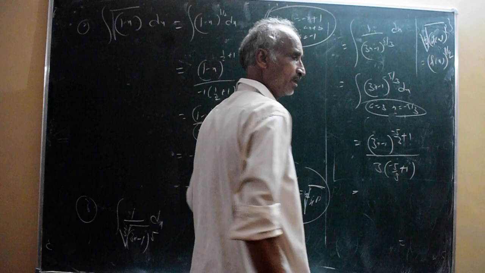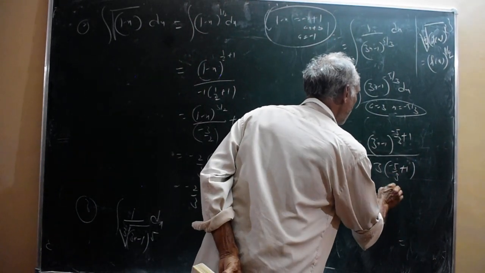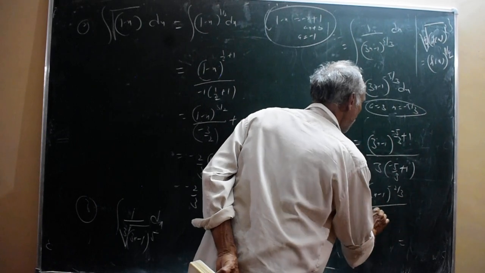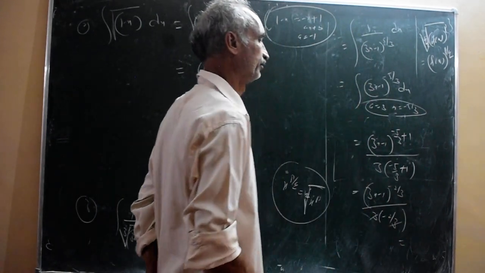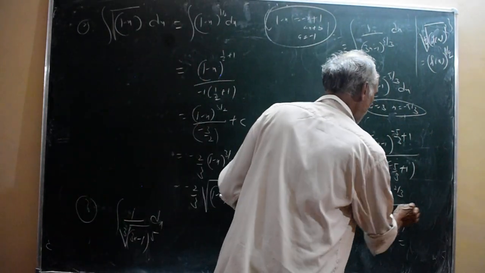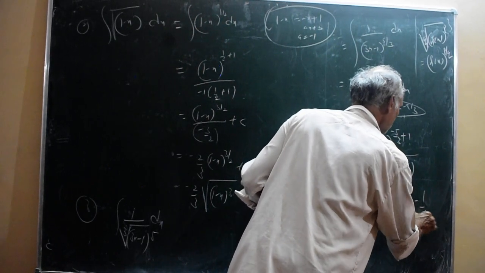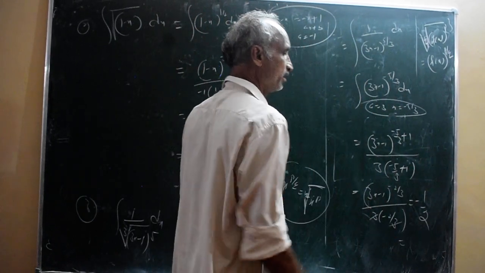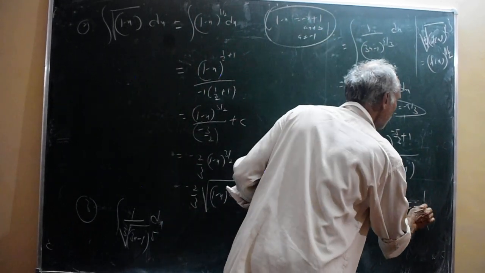Now take the LCM. Minus 5 plus 3 is minus 2. That's equal to (3x plus 1) raised to minus 2 by 3, upon 3 into minus 2 by 3. The 3 cancels. Then minus 2 as it is, and the minus is taken to the numerator. It is minus 1 by 2. This minus goes to the numerator, simply it comes in between actually.